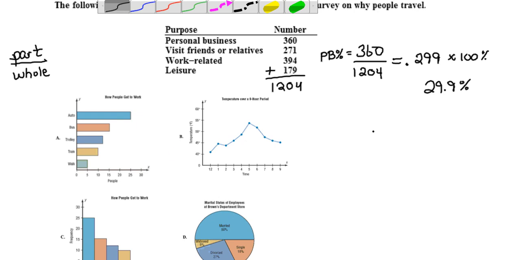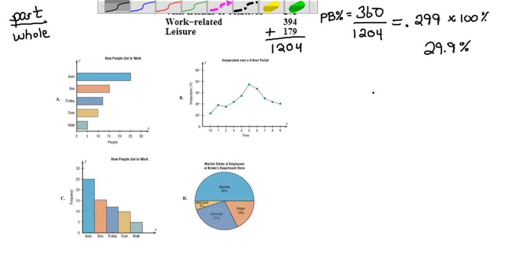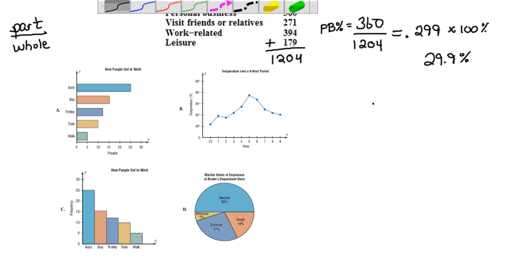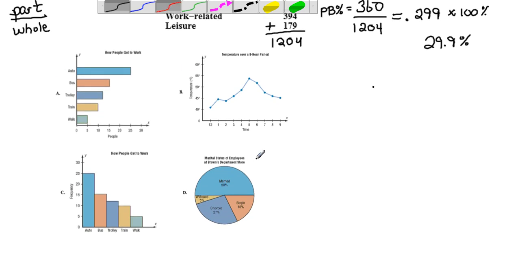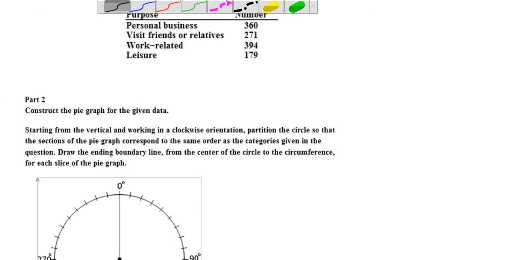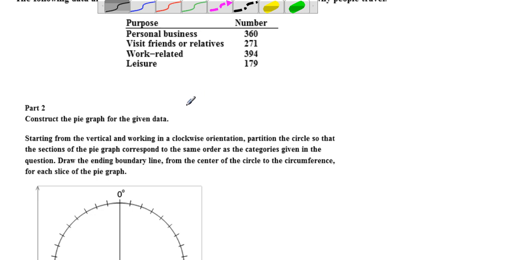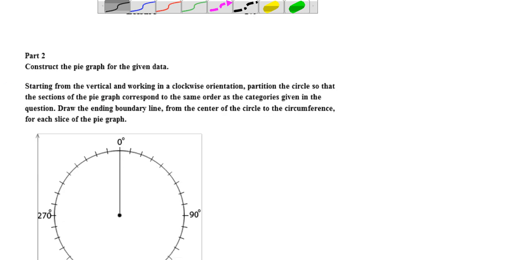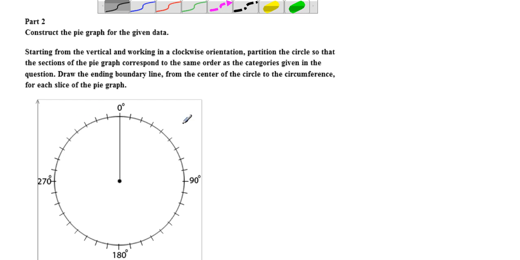If we're completing this for the quiz or the suggested homework, what we do first is identify that, sure enough, this is a pie graph, and we go on to the second part. The second part of the question says they want us to construct a pie graph using the information they've given. In this case, our whole quantity is 360 degrees, so as we go across, that's 360 degrees.